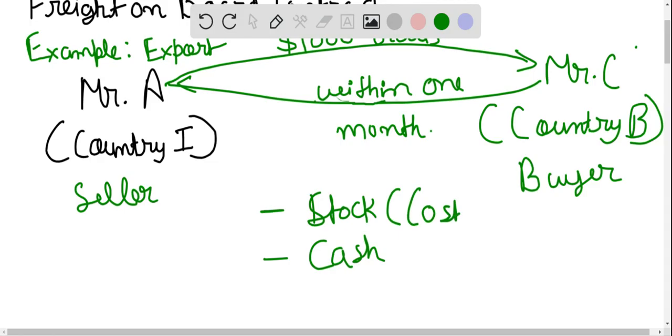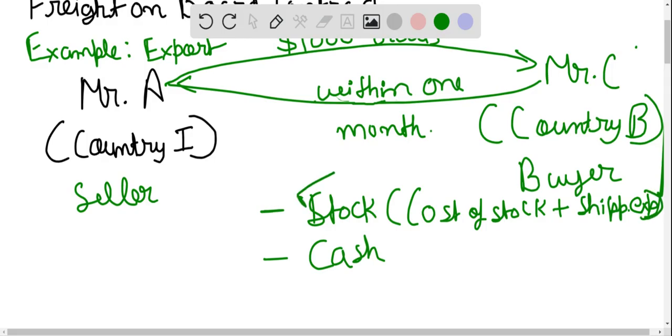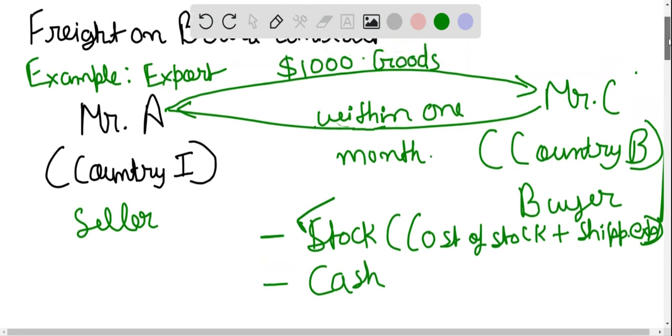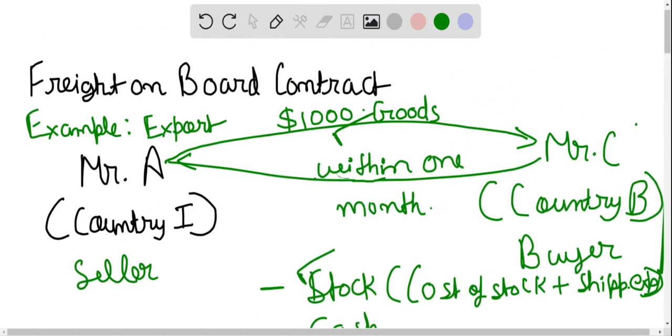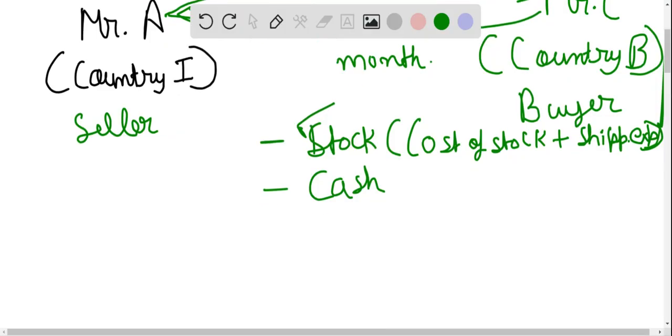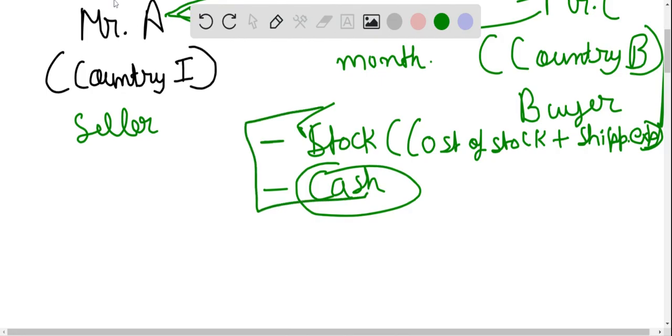So write it down. Cost of stock plus shipping expenses. So this account will include shipping expenses as well as the cost of raw material, that is $1,000. And if the amount is being paid in cash, then the cash account will also be affected. So these are both the accounts which will be affected with the transaction.